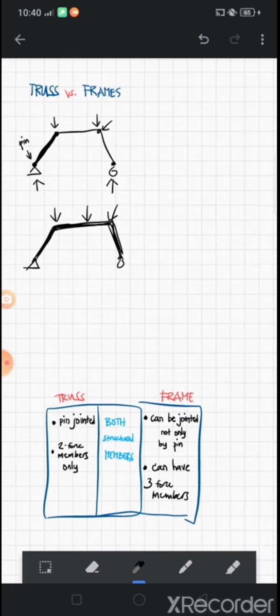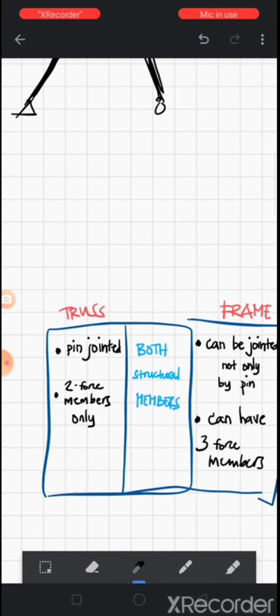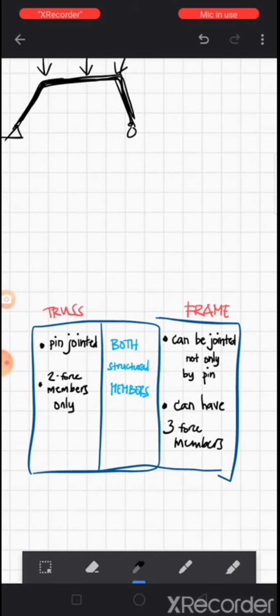So that's it. To summarize, truss and frame can both be structural members. A truss can only be pin jointed and has 2-force members only. A frame can be jointed not only by pin, and a frame can have 3-force members.